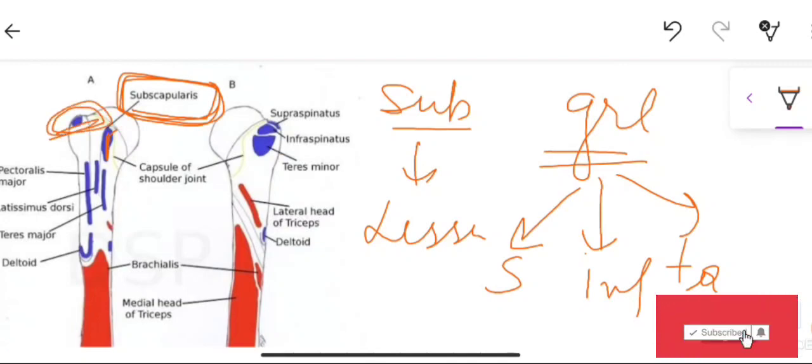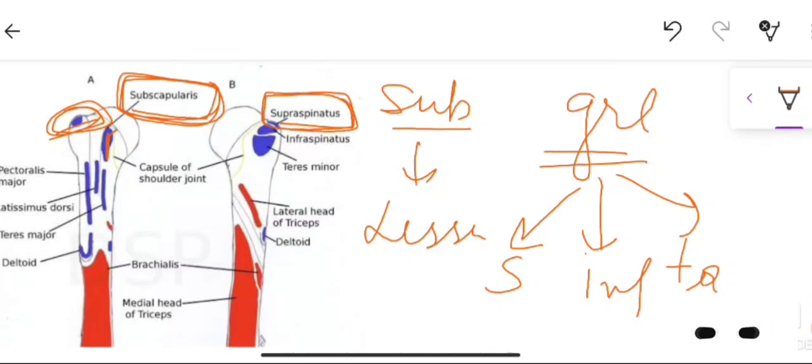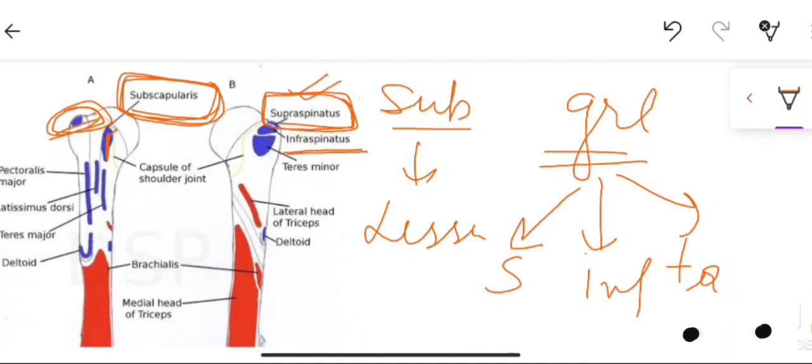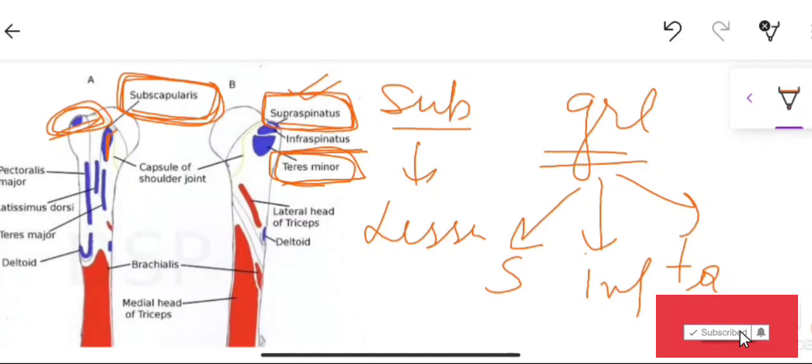First one is supraspinatus. Here is supraspinatus, or we can see in posterior view on greater tubercle. On the upper portion of humerus bone or on greater tubercle, supraspinatus muscle is inserted. Then we have infraspinatus, which is inserted into the middle impression. Then we have teres minor, which is inserted into the lowest impression.